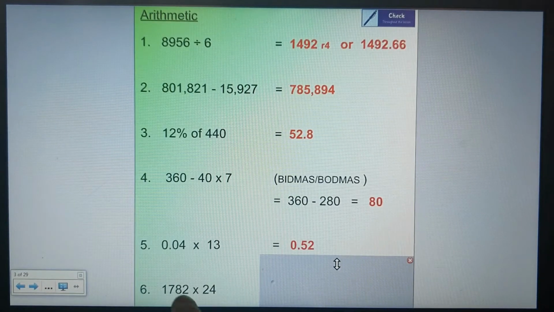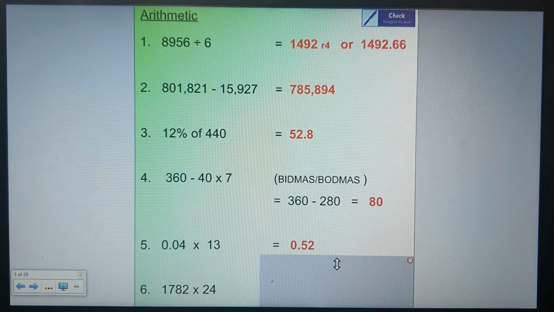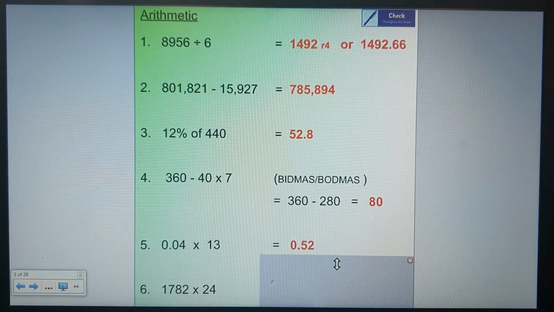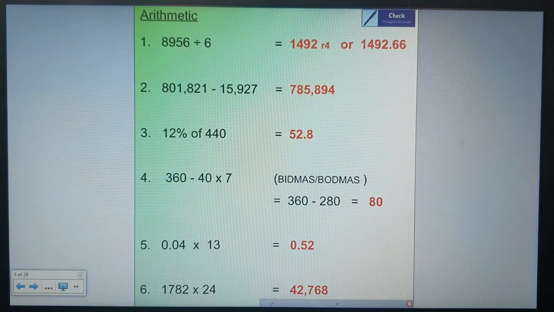And our last one, this would have been some long multiplication. 1,782 times 24 would have given you 42,768. So well done for having a go at those.